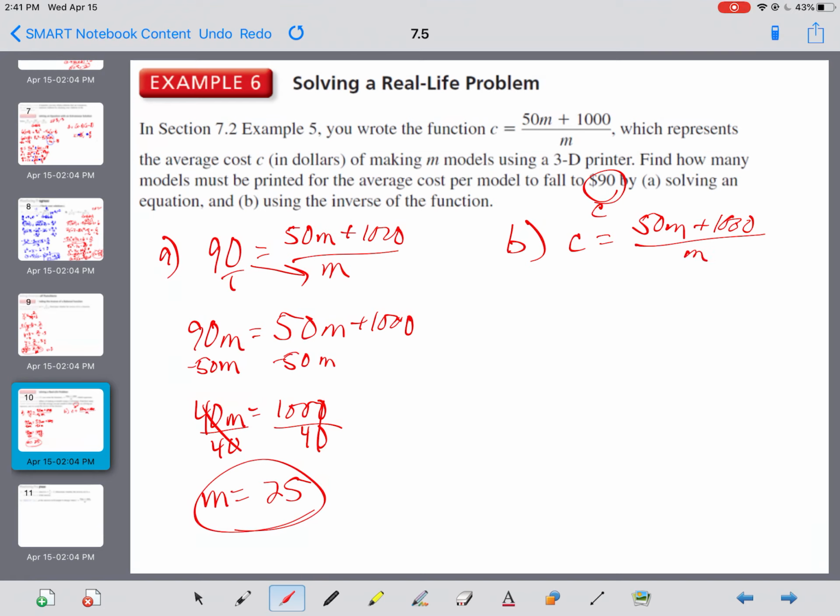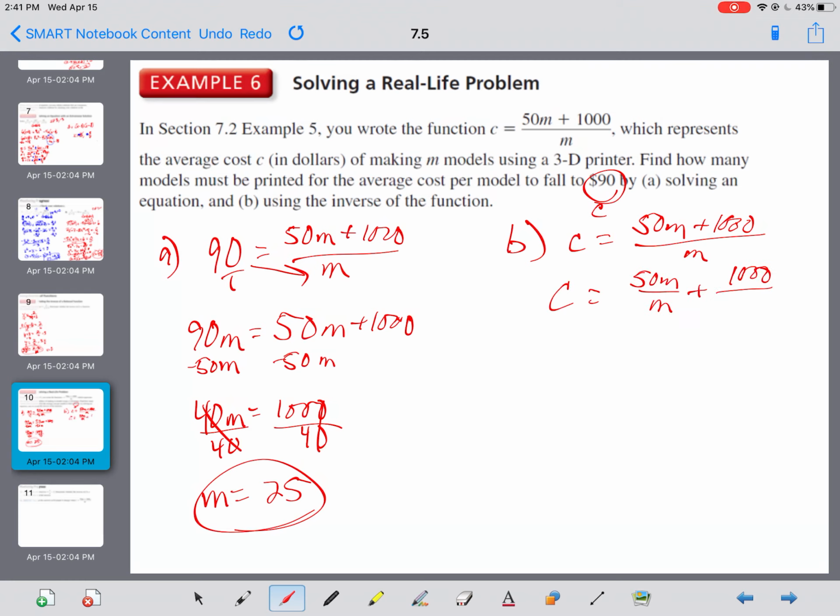Okay, so if we start with C equals 50M plus 1,000 over M, we want to get the M by itself. We don't want to switch C and M because they're not exactly the same thing. We talked about this when we did inverses before. If it's just X and Y, you can switch them and then resolve. But when they actually mean something in the real world, you have to keep them where they are.